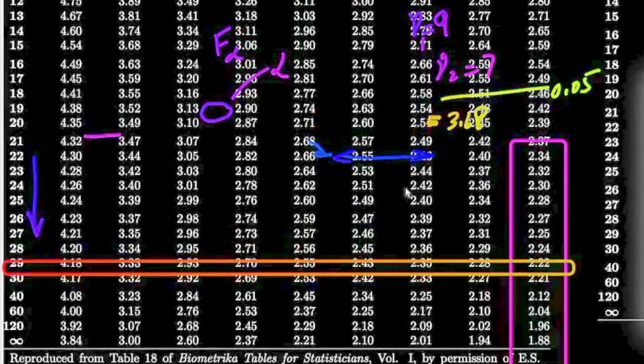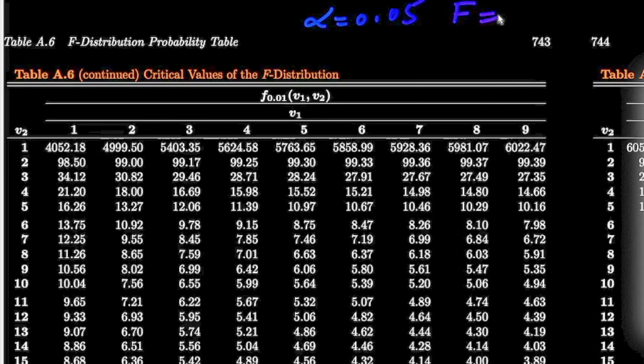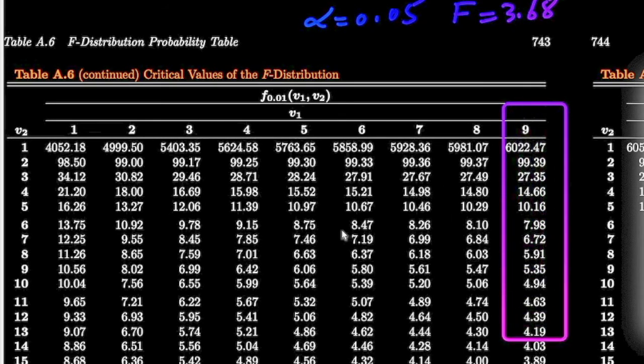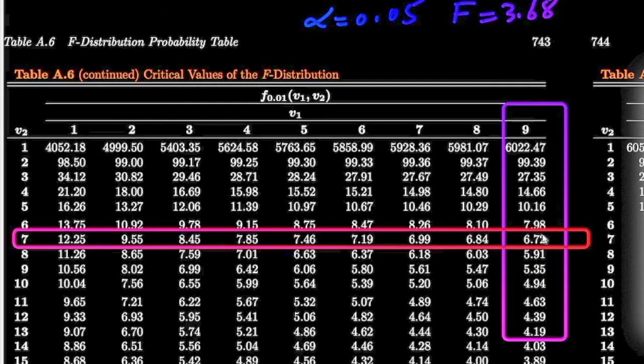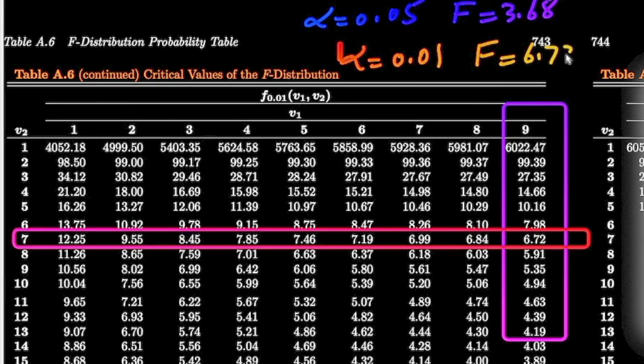Now see in another table, alpha is 0.01 for F 6.72, for the combination of nu1 as 9 and nu2 as 7. The format of the table is such that the whole table visible here is for one particular value of alpha. The other table was for alpha 0.05. This one is for 0.01. So we have very limited tables, for 0.05, 0.01, 0.1, not for many other values.